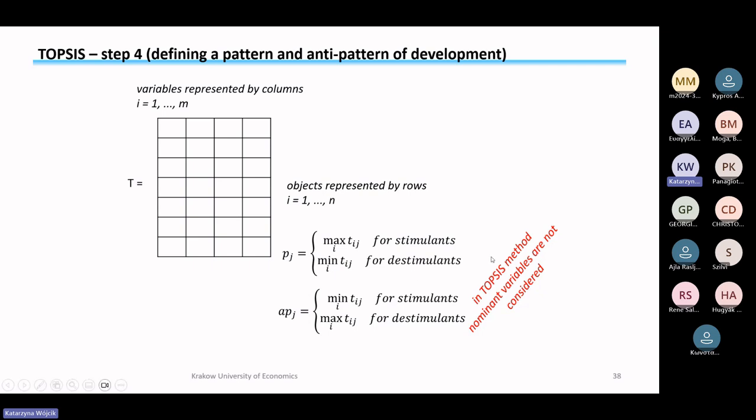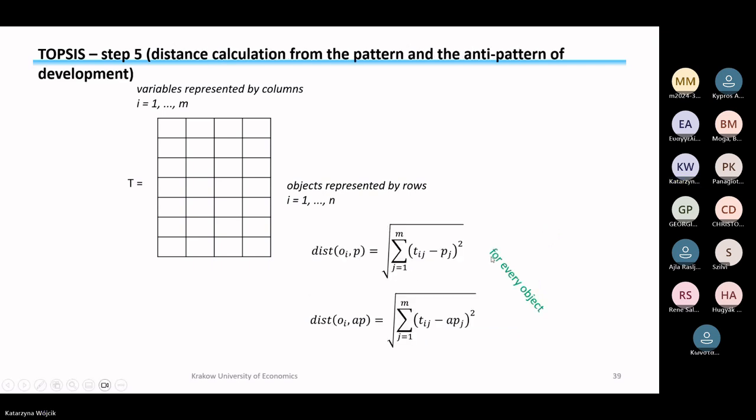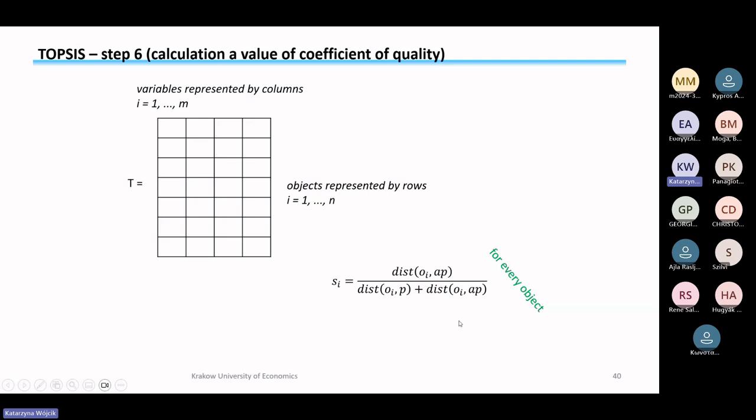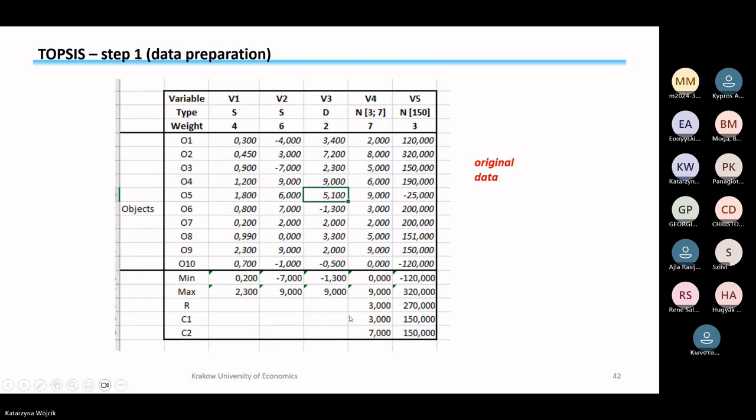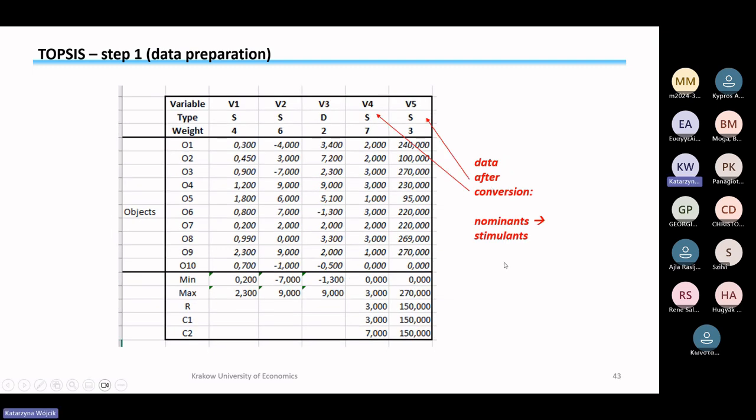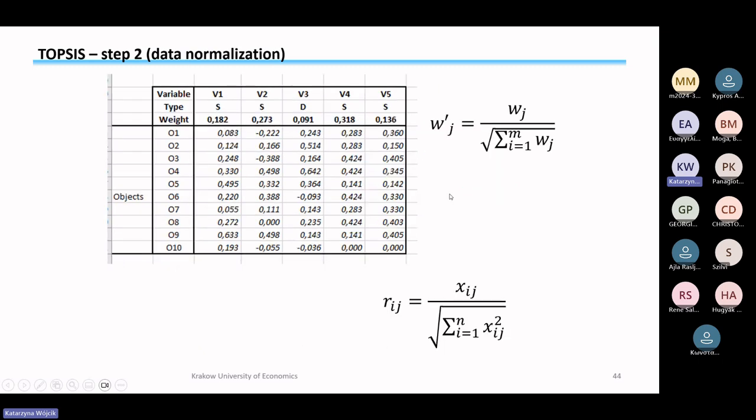And for the anti-pattern, of course, the opposite. Then we've got distance calculation from both the pattern and the anti-pattern. And then the calculation of the coefficient of quality. Then we can rank objects. So in this case, we are starting with original data. We've got stimulants, destimulants, nominants. We need to convert nominants to stimulants, because there are no nominants in the Topsys method.